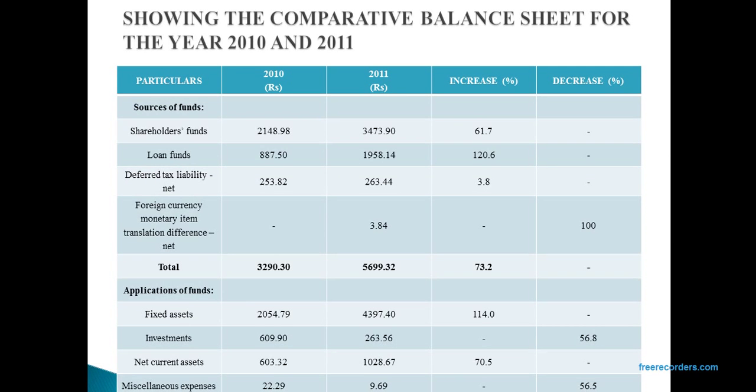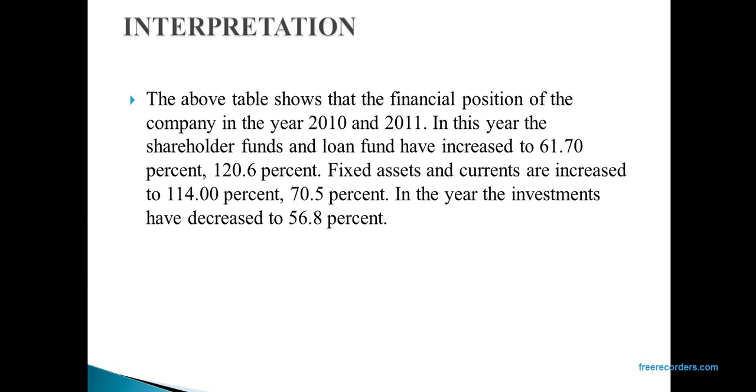Showing the comparative balance sheet for the year 2010 and 2011. Interpretation. The above table shows the financial position of the company in the years 2010 and 2011. In this year, the shareholders' funds and loan funds have increased by 61.70% and 120.6%. Fixed assets and current assets have increased by 114% and 70.5%. In the year, the investment has decreased by 56.8%.